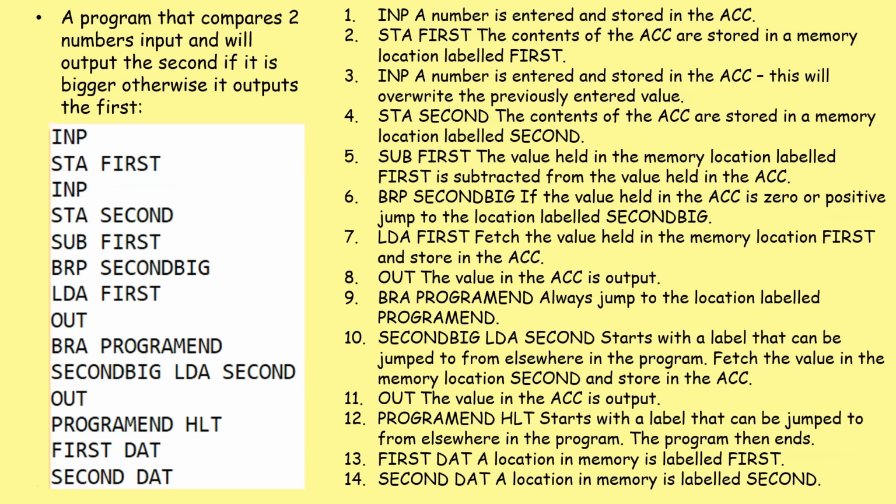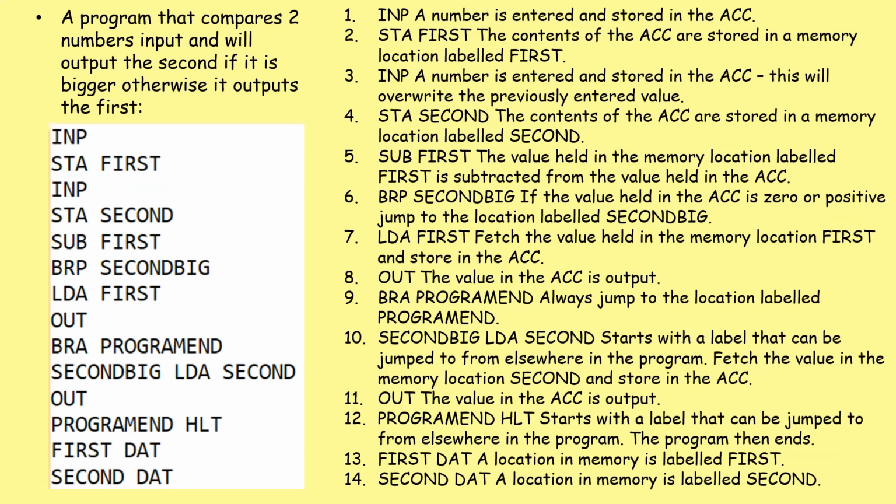Line 4, the contents of the accumulator are stored in a memory location labeled second. Line 5, the value held in the memory location labeled first is subtracted from the value held in the accumulator. Note the order of the subtraction there. Line 6 is starting to get a little complicated. If the value held in the accumulator is 0 or positive, jump to the location labeled second big. Line 7, fetch the value held in the memory location first and store it in the accumulator. Line 8, the value in the accumulator is output. Line 9, always jump to the location labeled program end.